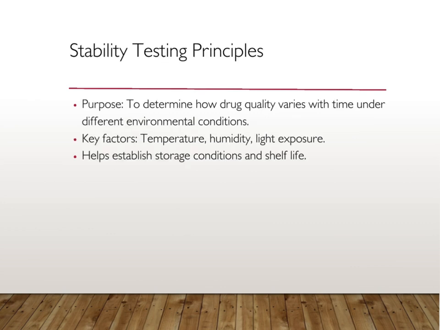Stability testing principles. Stability testing is designed to assess how a drug product changes over time under different environmental conditions. The primary goal is to determine the product's shelf life and appropriate storage conditions. The key factors that influence drug stability include temperature. Higher temperatures can accelerate degradation. Humidity. Moisture can affect the chemical and physical stability of drugs. Light exposure. Some drugs degrade when exposed to light, requiring protective packaging. By analyzing these factors, manufacturers can ensure product quality throughout the supply chain.